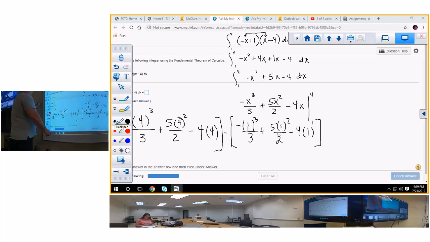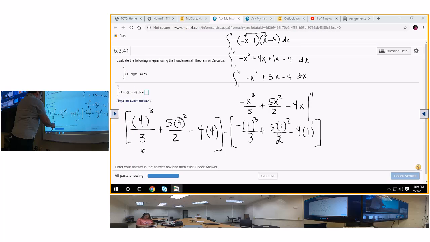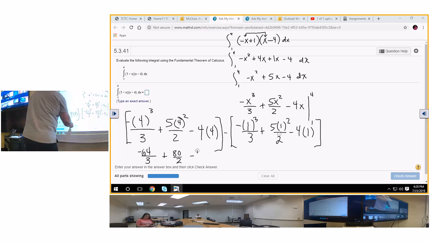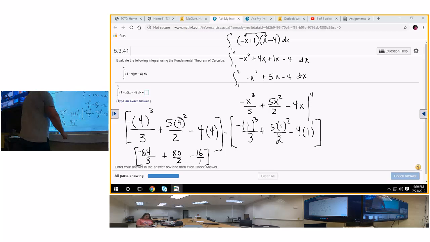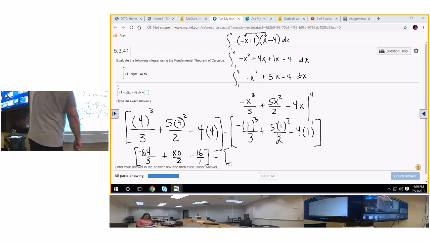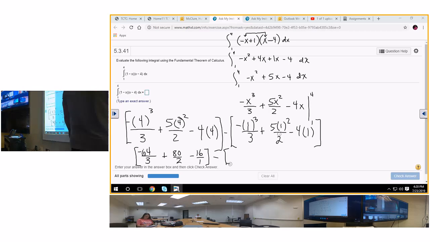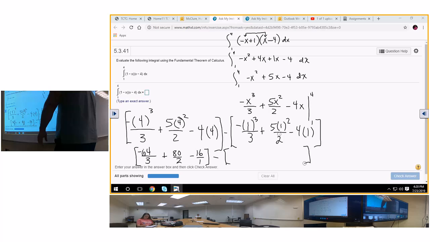So 64 over 3. Somebody check my math because I get crazy with these multiples. That'd be a negative 64 over 3. Okay, 4, 6, 80. 80 over 2. 16 times 5, I think. Minus 16 over 1. Yes, I'm making fractions out of everything. Why? Because I'm going to have to get a common denominator, because I don't want to depend on the calculator.